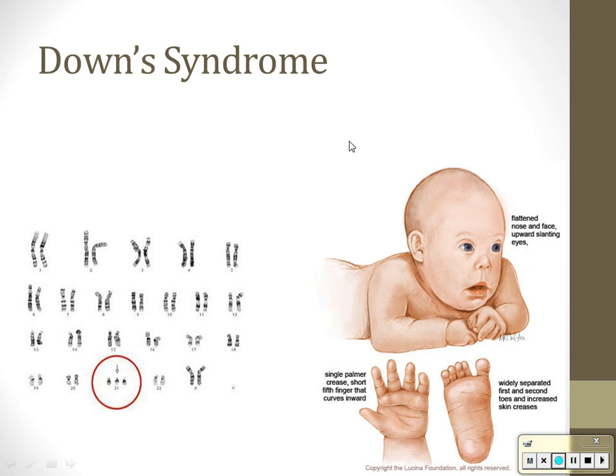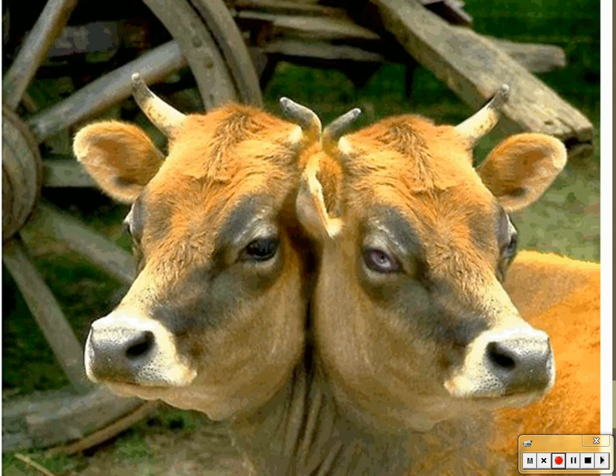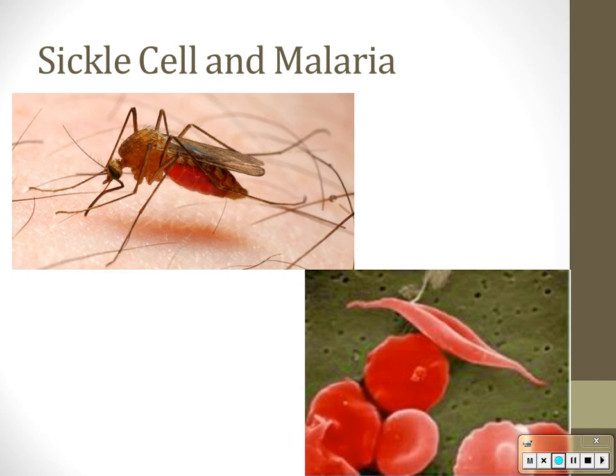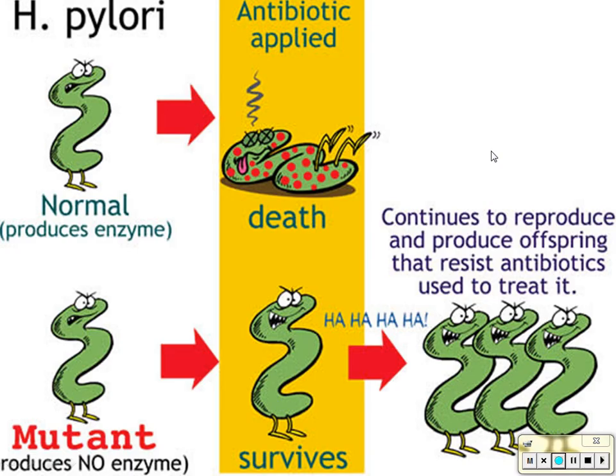So just for clarity, let's go back. Down syndrome is a chromosome mutation. Albinism, animals that are 100% white, is a gene mutation. And sickle cell is a mutation in an allele, so it's a gene mutation that causes the production of red blood cells to go awry.